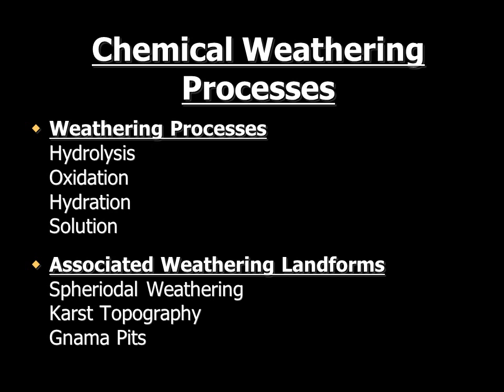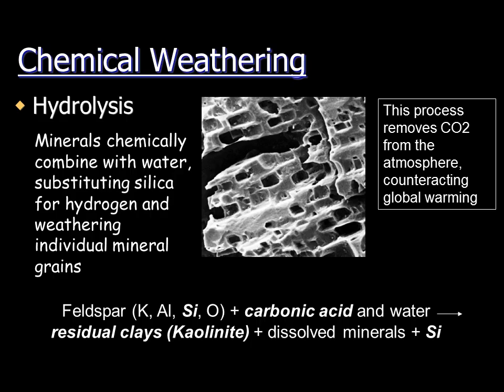So here are the weathering processes for chemical weathering that we're going to talk about, and their associated weathering landforms. Hopefully you've already written down the definitions. Hydrolysis. Hydrolysis all happens at a scale that we can't see. Minerals chemically combine with water, and basically the silica gets substituted for hydrogen, and it basically weathers individual grains.